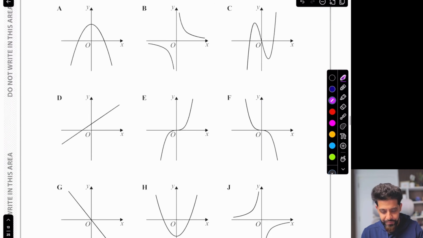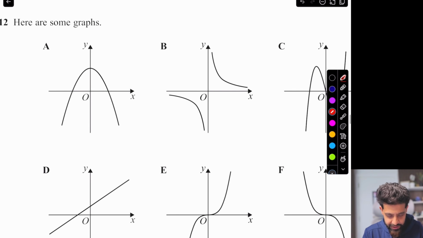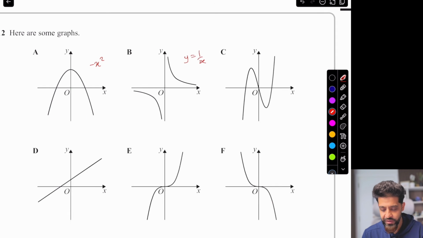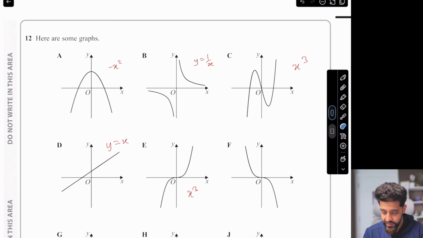Now, if you look at this, I'm not going to go to the question yet, just here. All right, this is an x squared, so it's a negative x squared. This one is something like 1 over x. This one is your cubic. It's got the 2 bumps, so it's something with an x cubed in it. This one is something with an x in it, only it's a straight line. This one again is another cubic. It's similar to this one.